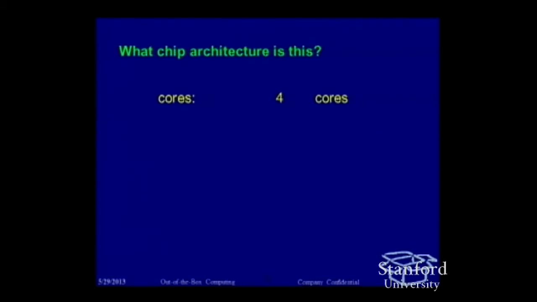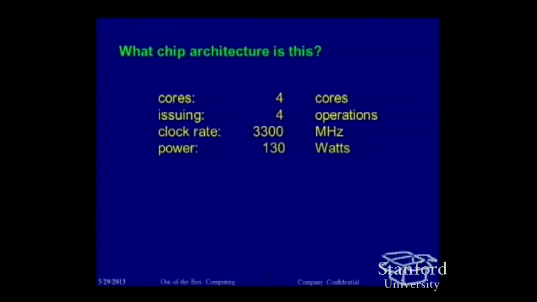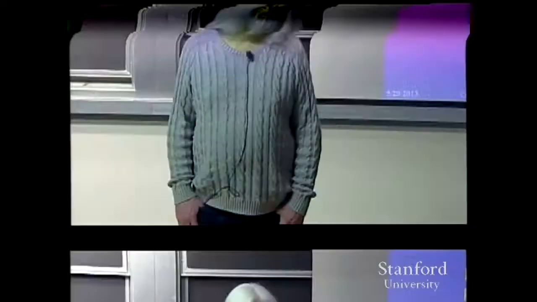Incidentally, this is an existing top-of-the-line product from a major manufacturer. 4 cores, each one of which can handle 4 operations per cycle. You may need Freon cooling. 3,300 megahertz. Using 130 watts, that's where the Freon comes in. 52 giga operations per second. For $885 list. Anyone want to guess what the architecture of that chip is?